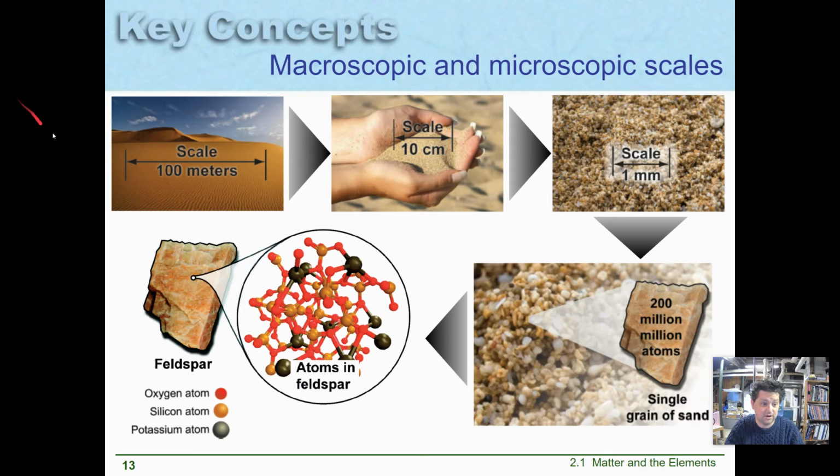So think of this desert at 100 meters across, and then a handful of sand at 10 centimeters across. And then we zoom into just 1 millimeter across, and you can see the individual grains of sand. If we could take one tiny grain of sand, there are 200 million atoms in it. That's a 2 and 20 zeros. Take a second to appreciate that. 200 million atoms in a single grain of sand.